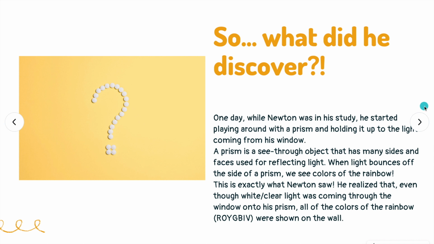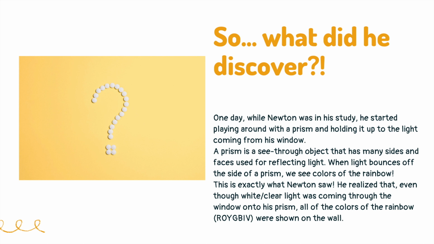So, what did Newton discover? One day, while Newton was in his study, he started playing around with a prism and holding it up to the light coming from his window. A prism is a see-through object that has many sides and faces used for reflecting light. When the light bounces off the side of a prism, we see colors of the rainbow. This is exactly what Newton saw.